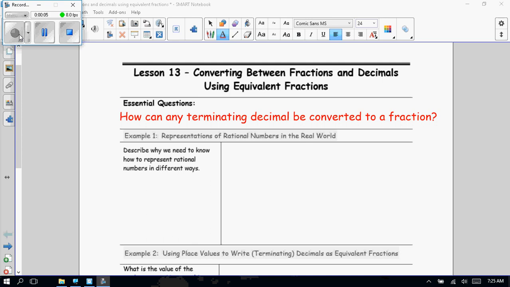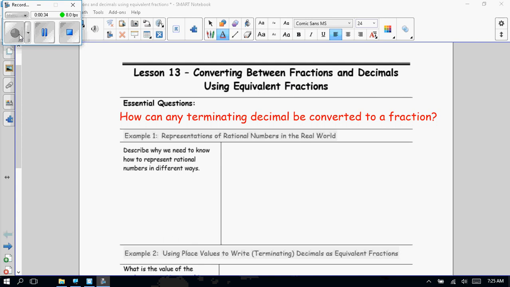We're working on Module 2, Lesson 13. I'm on page 77. Lesson 13 is converting between fractions and decimals using equivalent fractions. All right, your favorite and mine, fractions. Essential question: How can any terminating decimal be converted to a fraction? We're going to be looking at fractions that terminate and vice versa.